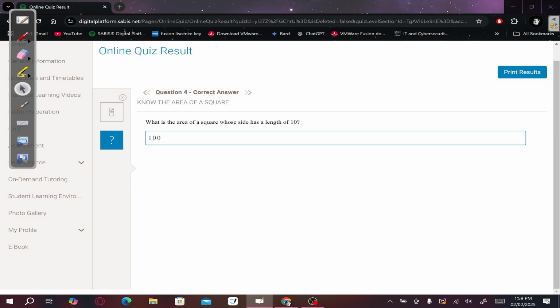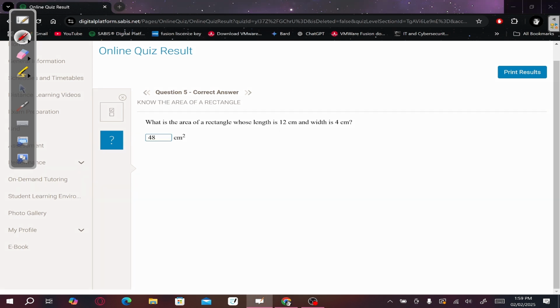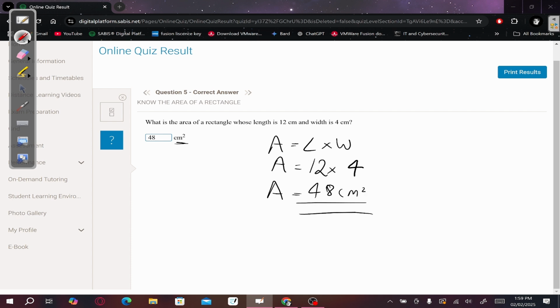Okay, question 5. What is the area of a rectangle whose length is 12 and whose width is 4? The area of a rectangle, you should know this, is length times width. So the area is equal to 12 by 4, which is equal to, let me just erase this. 12 by 4 is 48, I believe. Yes, 48 centimeters squared. This time they gave us the unit. This is our final answer.